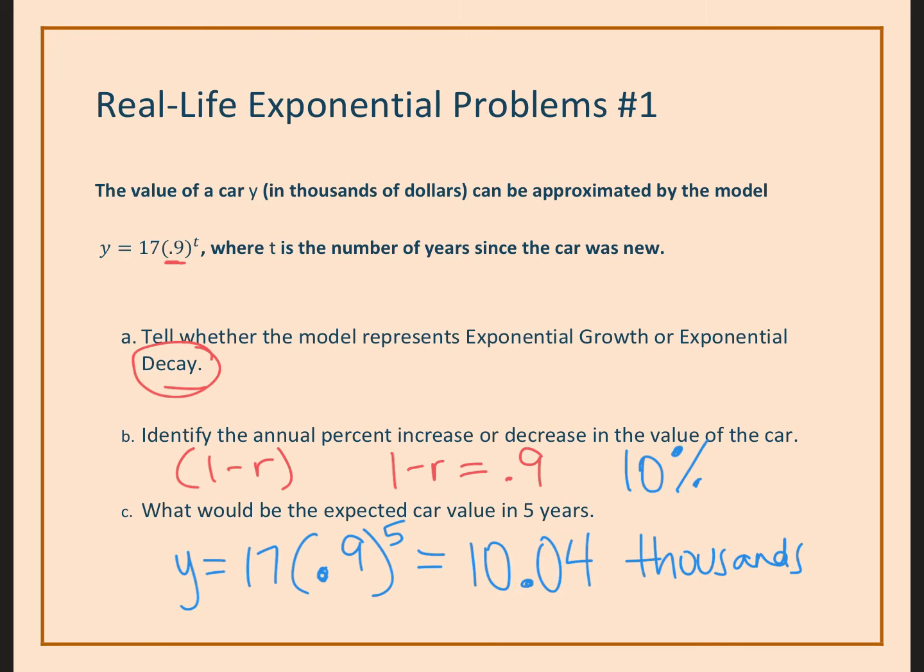But if they're looking at money, okay, so here's the answer. And if you want to convert to money, you move the decimal point back 3 times. 1, 2, 3. This car is worth $10,040. Okay. So that was an exponential decay. The value of the car went down from 17,000 to 10,000 in 5 years.